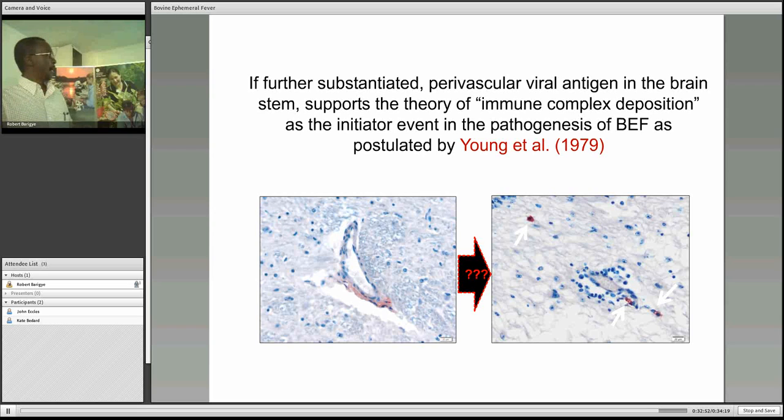Now, I cite Young because he did a lot of work and came up with a hypothesis. He did some good experiments and reached a hypothesis in which he said that the presence of viral protein around blood vessels actually sparks off an inflammatory response that is going to damage not only the blood vessels but also the tissues around them. And seeing this in our slides and seeing another stage of the lesion kind of corroborates what he hypothesized.